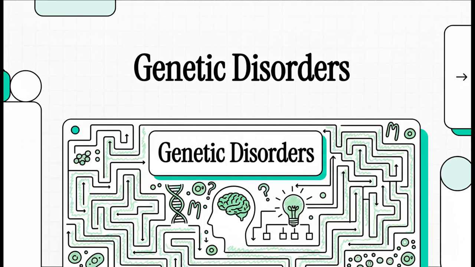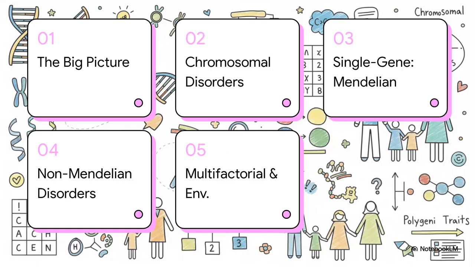So, the goal today is simple. We're going to build a solid mental framework, like a blueprint, for classifying genetic diseases. Think of it as a map you can use from day one all the way to your final rotations. Ready? Let's jump in. So here's our game plan.